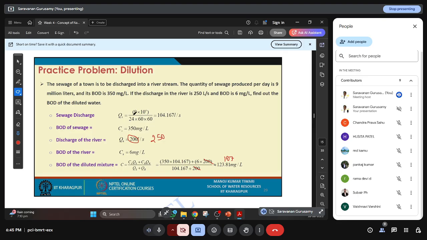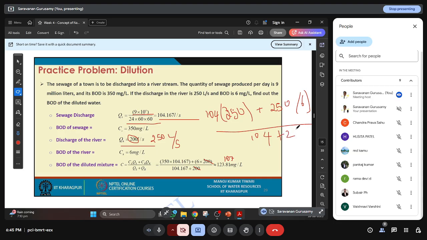See here. 9 into 10 power 6 divided by 24 into 60 into 60 will be 104 liters per second. But my river has 250 liters per second. So 104 into 350 milligram per liter, added with 250 liters per second into 6 milligram per liter only. The total flow will be 104 plus 250. If you take the weighted average, you will get the BOD of the mix. You got it? Yes, this is the simple question to find the BOD of the mix or any pollutant concentration.